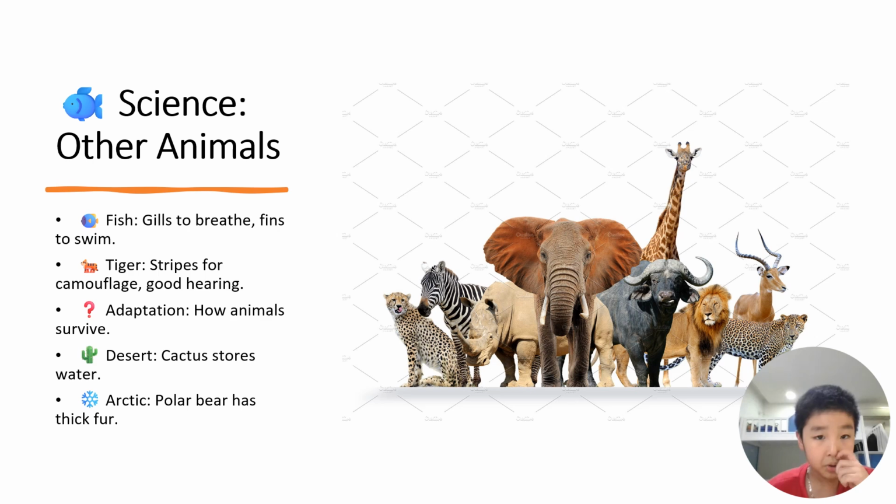Think about the desert. A cactus can store water. Or the Arctic, where a polar bear has thick fur to stay warm.